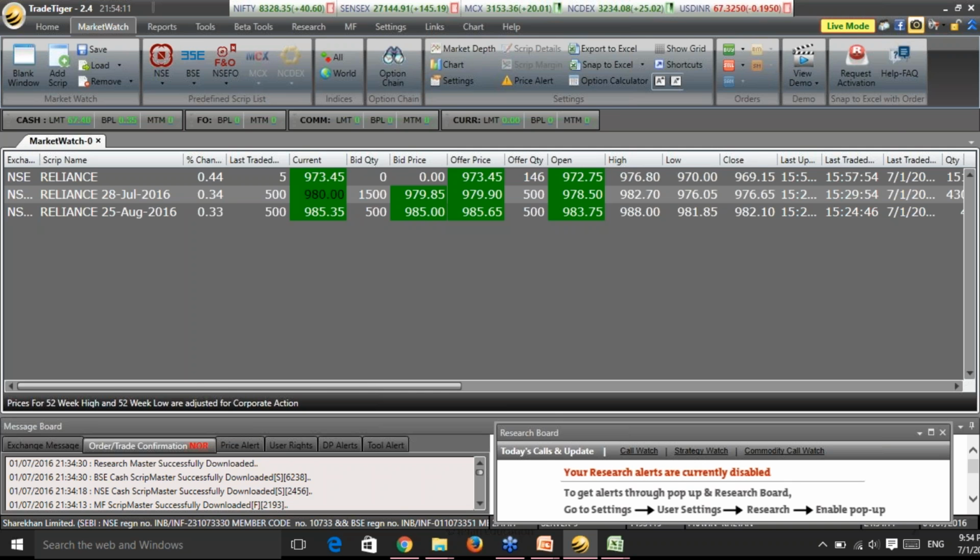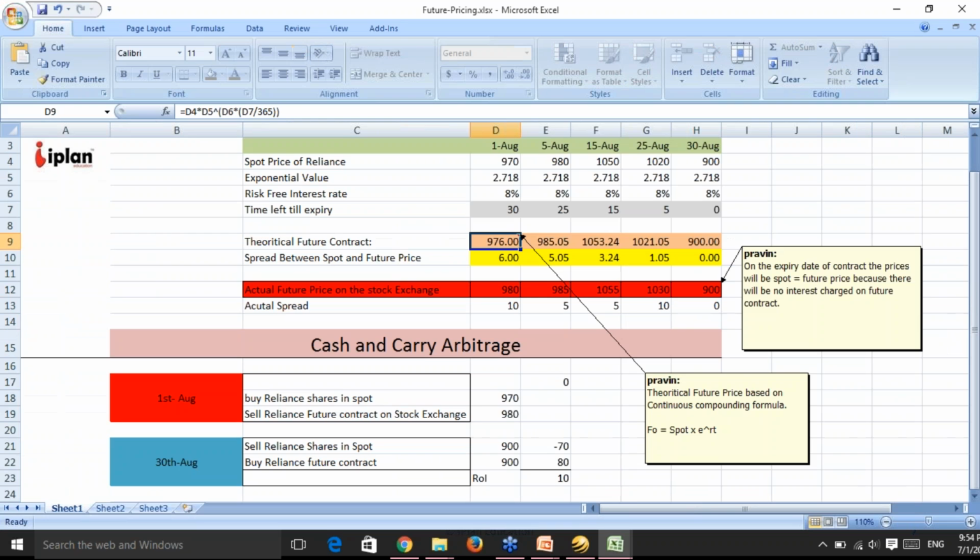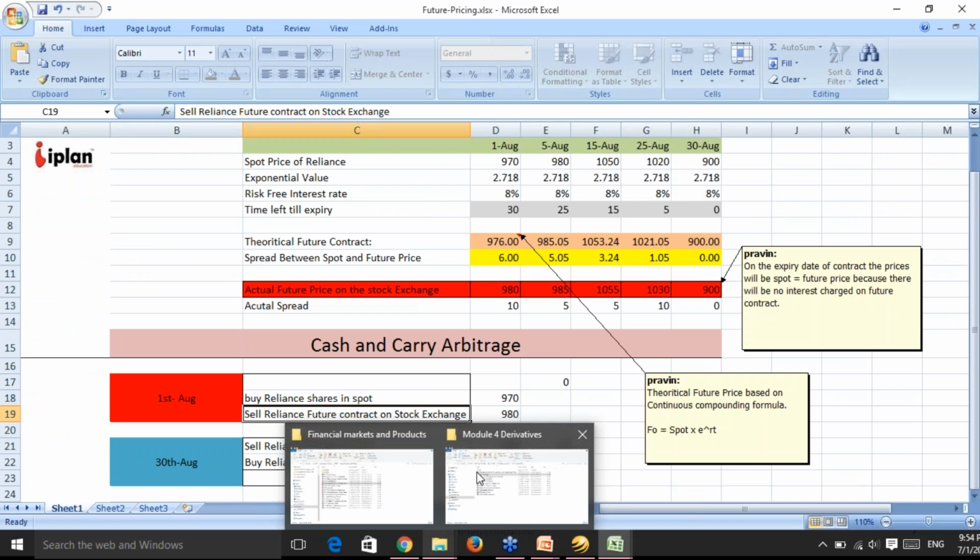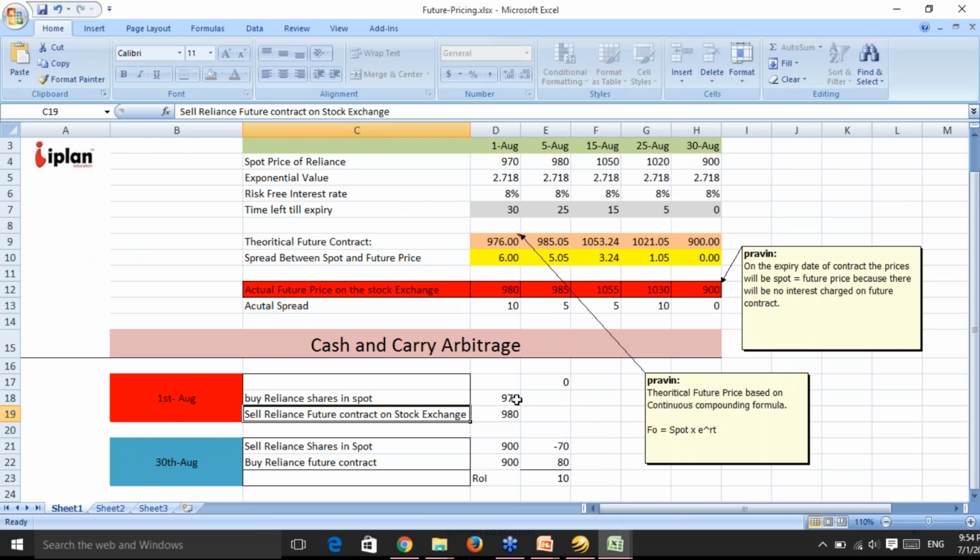That's a good way. Now this position is called a hedged position, when you are buying the Reliance share in the spot and the equal amount you are selling on the future contract. So this becomes a completely hedged position. No matter wherever the market goes, your profit remains 10 if there is a spread. And let's suppose there is no spread: you're buying at 970 and you're selling also at 970. So there is no spread, and if there is no spread, you have no profit.